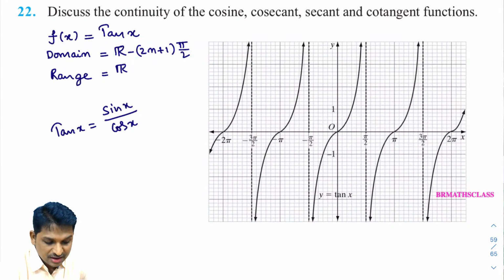When I take x equal to pi by 2, cos pi by 2 will become 0. That means the denominator is 0. Then tan x is not defined. I hope you are understanding.